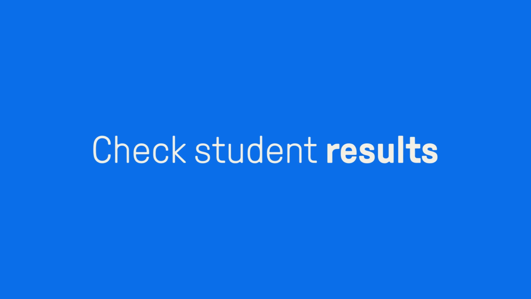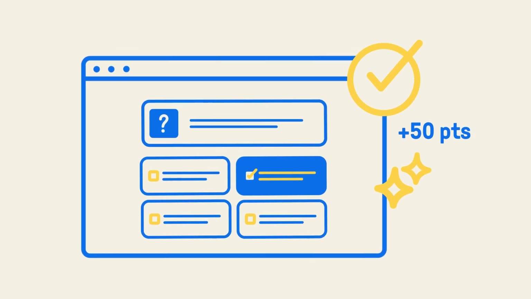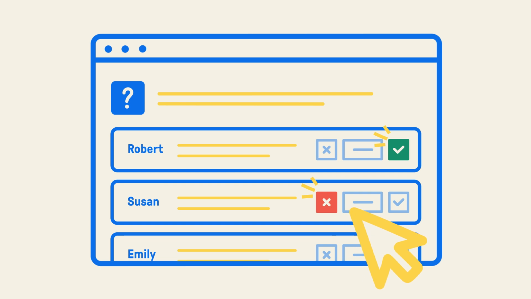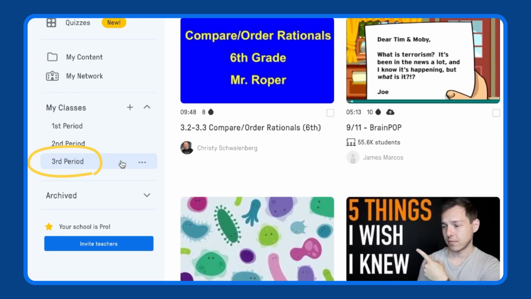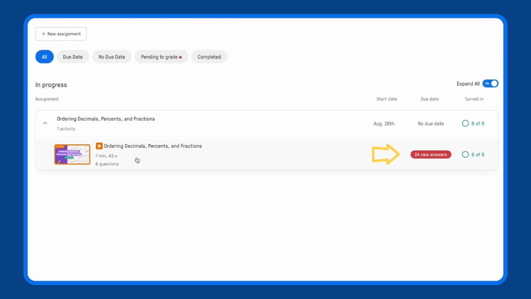Once students have completed an Edpuzzle lesson, it's time to dig into the data and see how they did. Edpuzzle grades multiple-choice questions automatically, and grading answers to open-ended questions is a snap. Just open a class and select the assignment you want to grade.